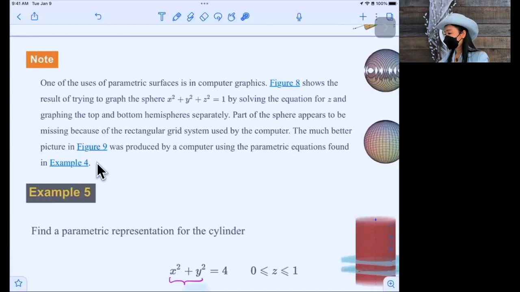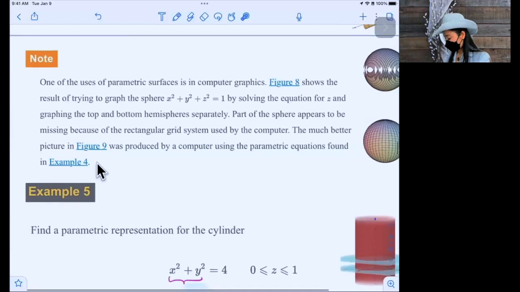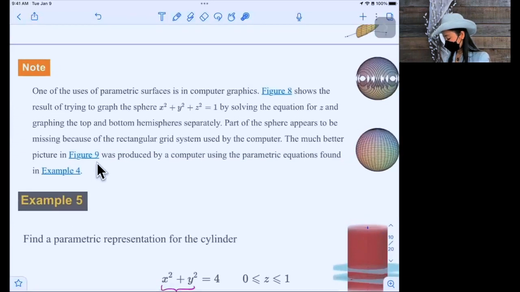Uses of parametric sphere graphics. Figure 8 shows the result of trying to graph the sphere x squared plus y squared plus z squared equals 1 by solving the equation for z and graphing the top and bottom hemispheres separately. Part of the sphere appears to be missing because of the rectangular grid system used by the computer. A much better picture in figure 9 is produced by the computer using the parametric equations.